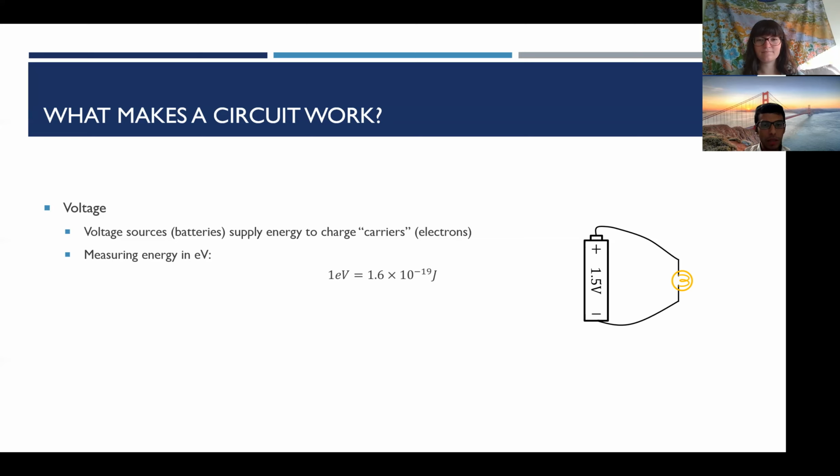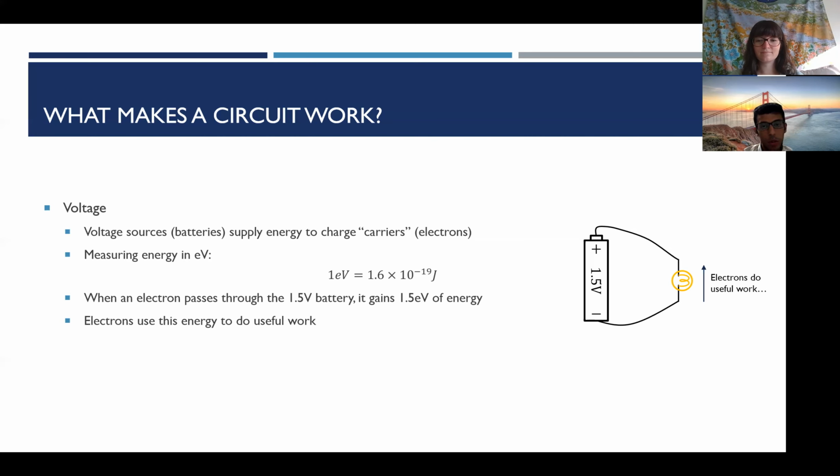So what is the significance of this number? Well, when an electron passes through a 1.5 volt battery, it gains 1.5 electron volts of energy. For that matter, if an electron passes through any number of volts of battery, an n volt battery, it's going to gain n electron volts of energy. So in this case, just for simplicity, and since most AA or AAA batteries are 1.5 volt batteries, I just decided to go for a 1.5 volt battery here. So when an electron passes through this battery, it gains 1.5 electron volts of energy.